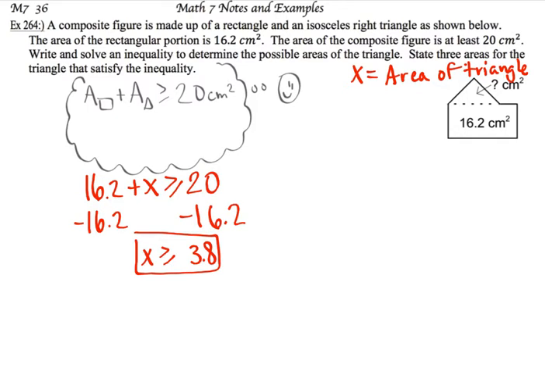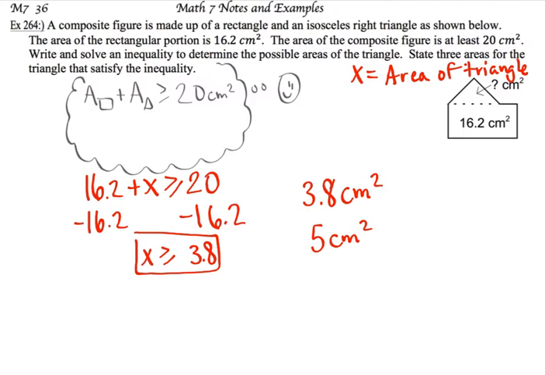It does say to state 3 areas for the triangle that would satisfy the inequality. So let's go ahead and do that. They just need to be bigger than 3.8 or equal to 3.8. So 3 possible areas are, let's go with the boundary point. That is a possible area, 3.8 centimeters squared.